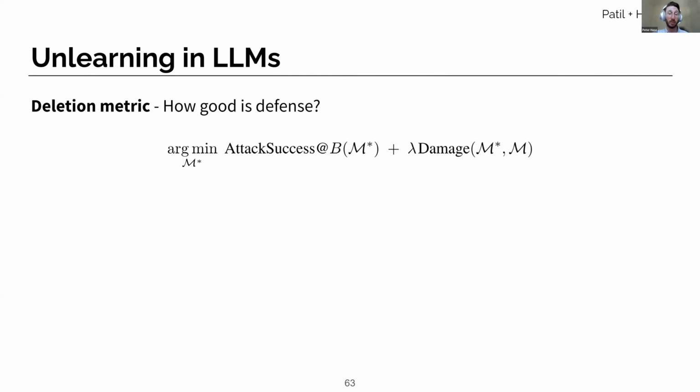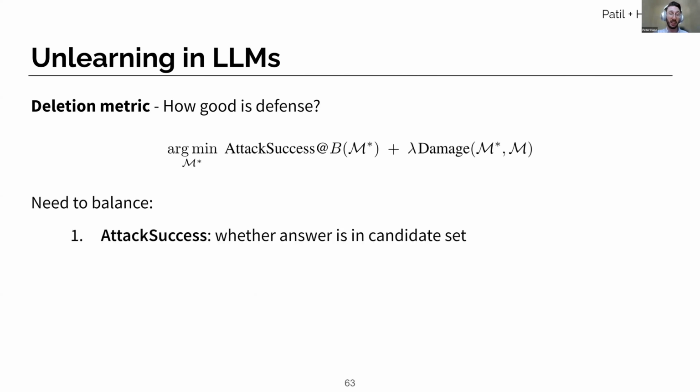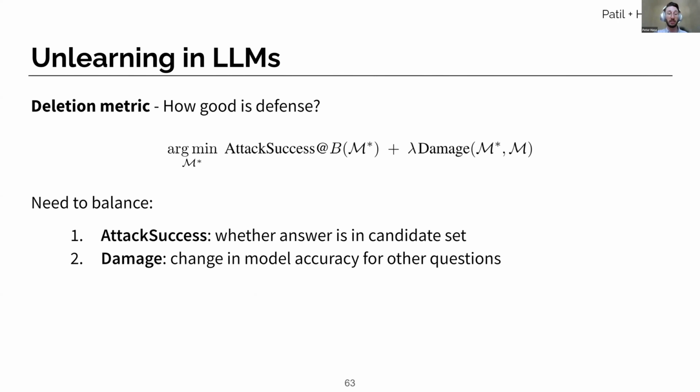So how well are we able to delete information from models? This is kind of a classic setting where we want to balance two things. We want to make sure that the answer isn't in the candidate set. So that's what we're preventing from reaching the attacker. And we're not doing too much damage to the model at the same time. Of course, you could delete everything from the model. You could just prevent it from answering any kinds of questions. But that's going to be an unacceptable kind of trade-off. The model's no longer useful. So we're going to be trading off between these two things.